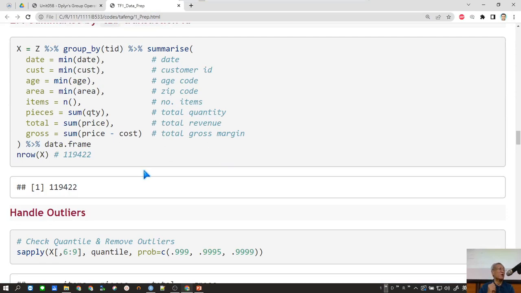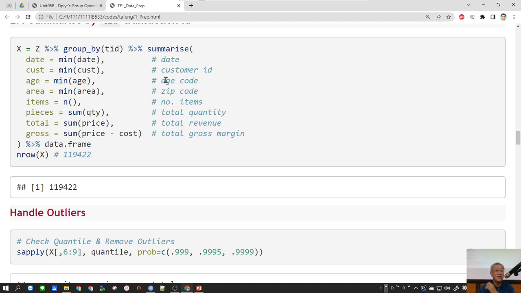This is the reason that we want to learn dplyr, and this is the reason that we use dplyr in business analytics. Now, for every transaction, so far we only have a table called D, isn't it? And now I group by TID. TID, remember, is the transaction ID. So, and I summarize it.